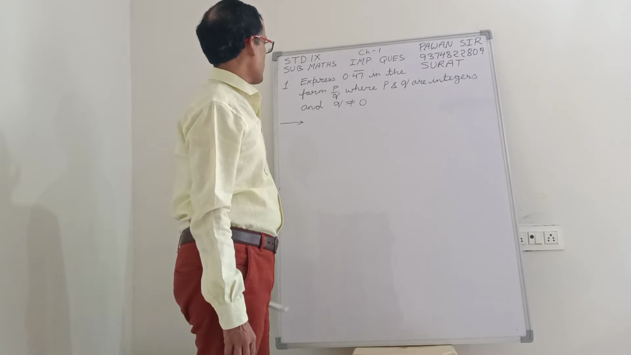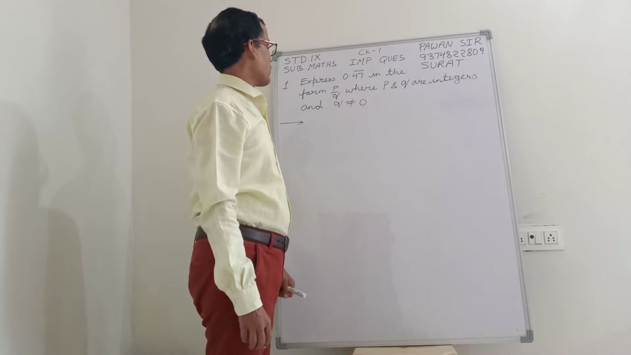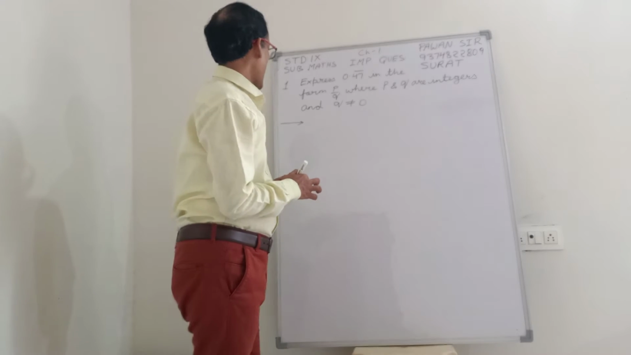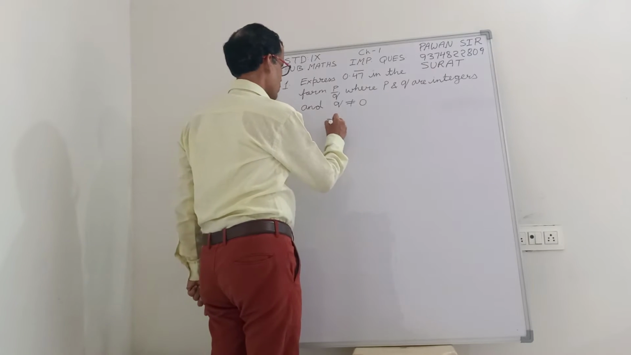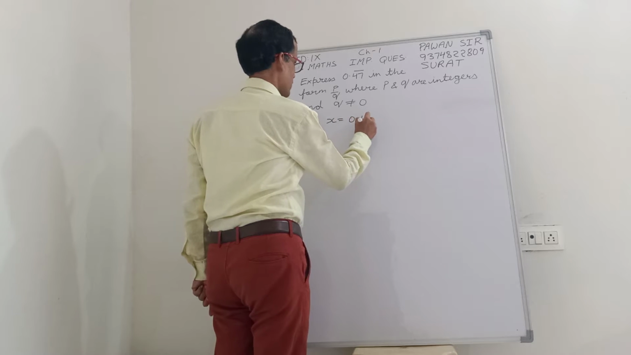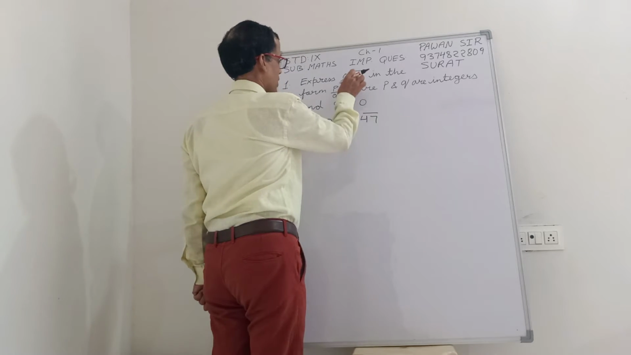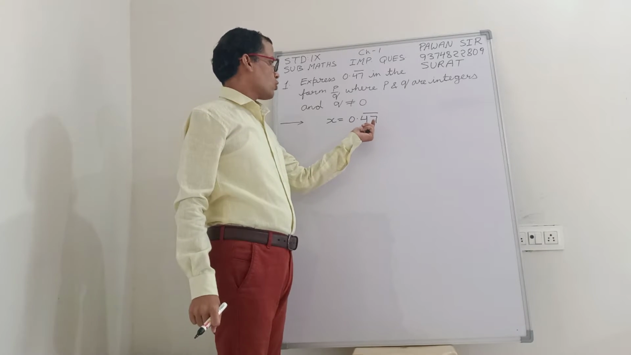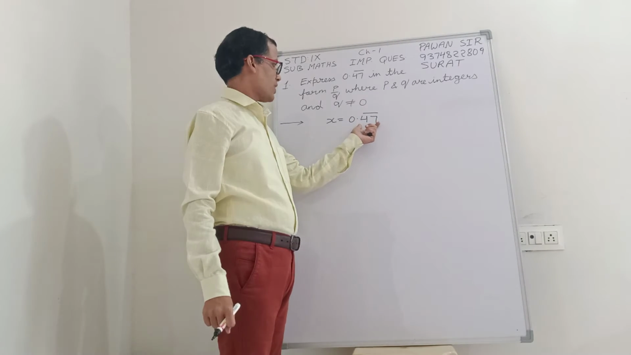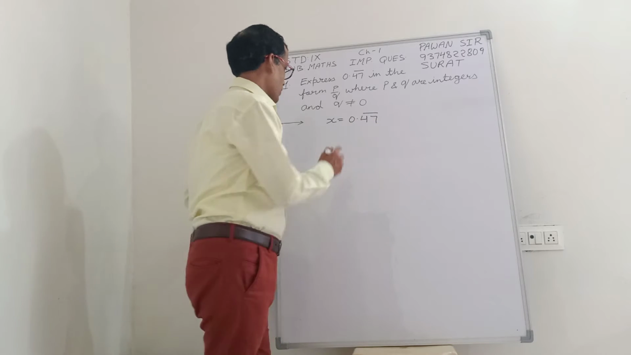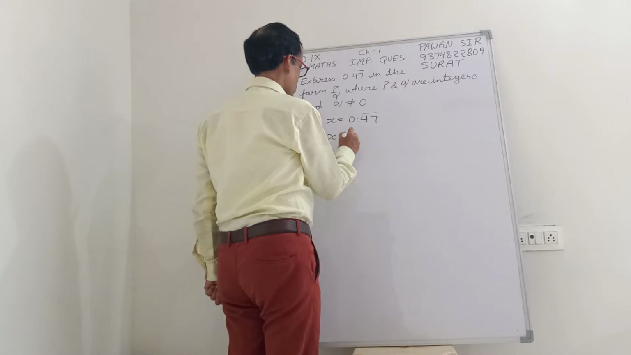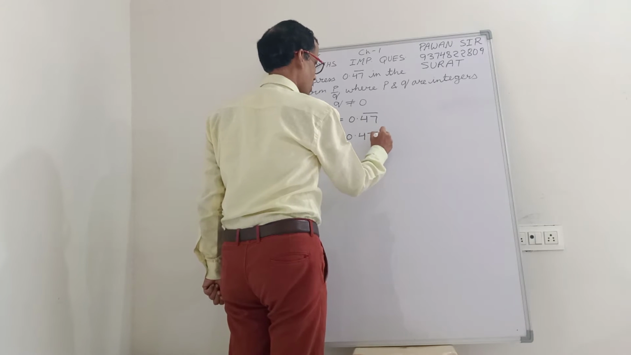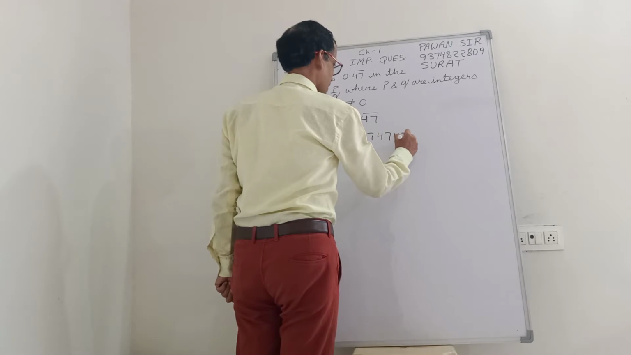So our first question, we have to represent 0.47 bar in the form of P by Q. So let's start. Suppose x equal to 0.47 bar. You can take this one as x. Now see, after decimal, 2 digits are there which repeat. So it means you can write x equal to 0.47 bar, which means 47 is repeating again and again.